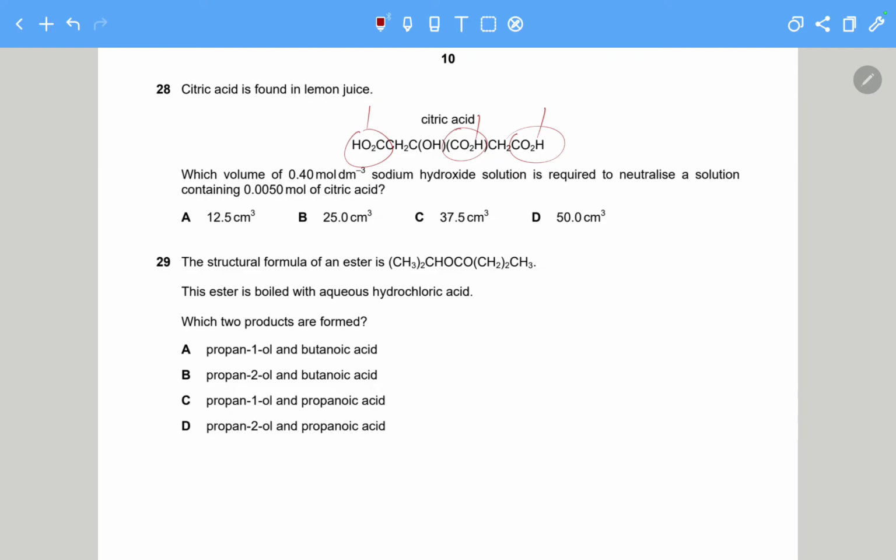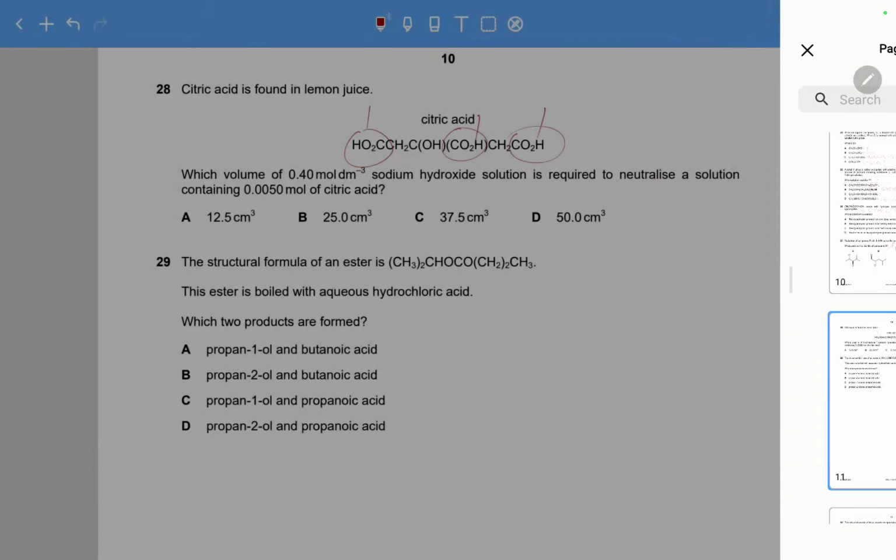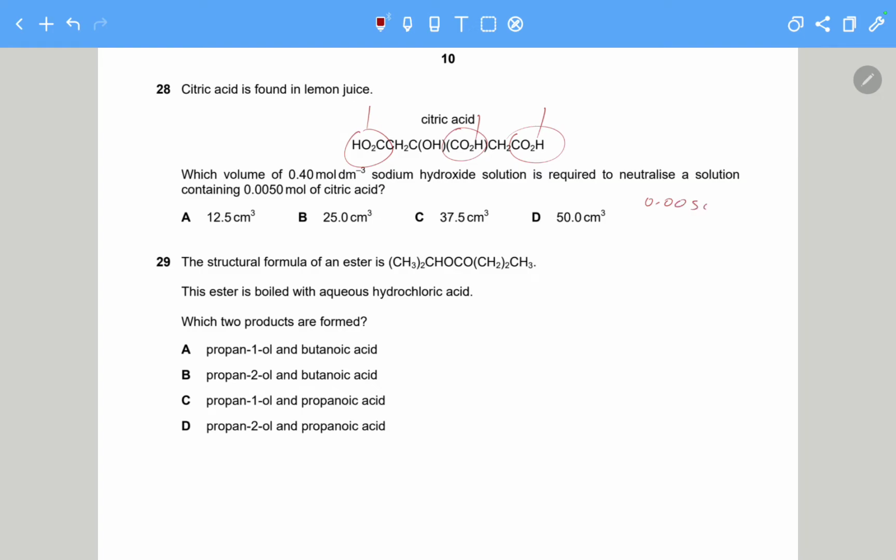0.0050 moles of citric acid will require 0.0050 into 3 moles of sodium hydroxide, which is 0.015 moles of sodium hydroxide. And we know that volume is equal to number of moles over concentration, which is equal to 0.015 over 0.4, which is 0.0375 dm cube. And the options are in centimeter cube, so you just multiply this by 1000, which is 37.5 centimeter cube. And that's option C.